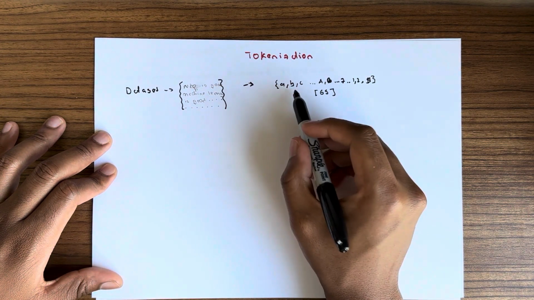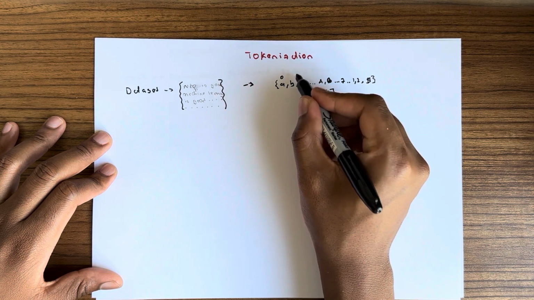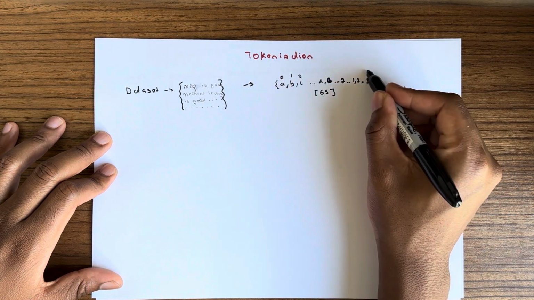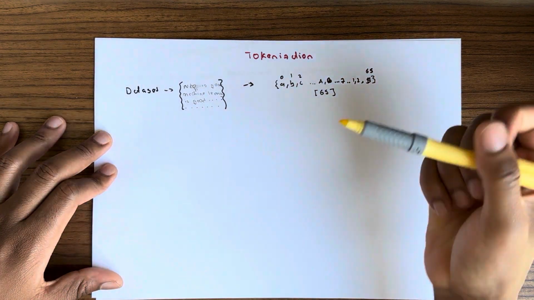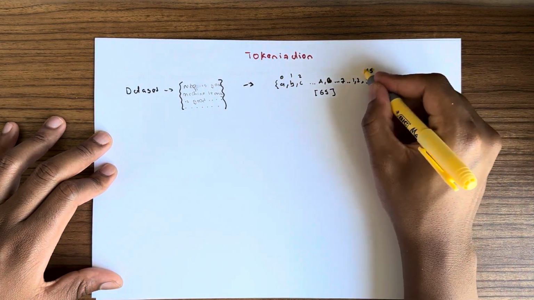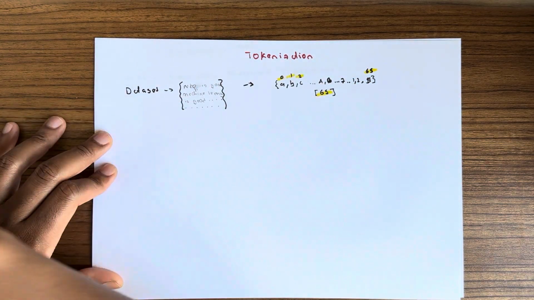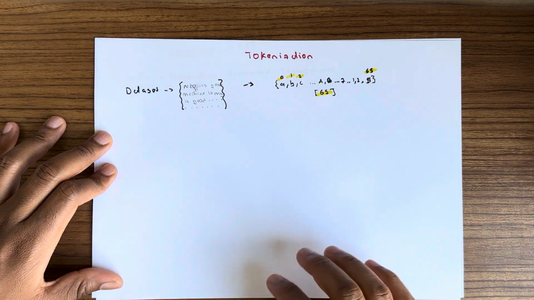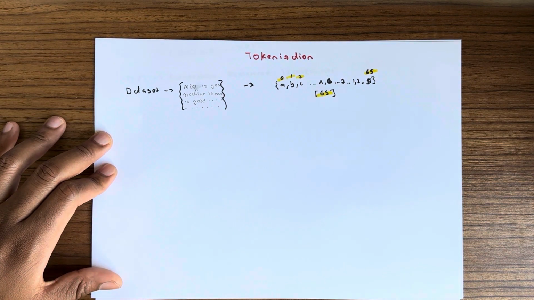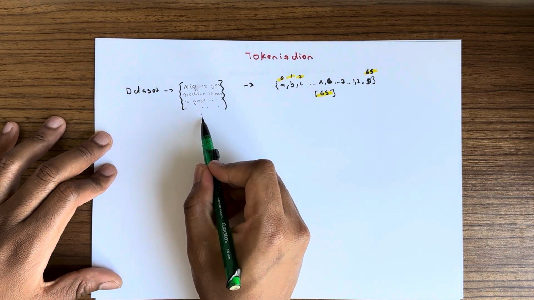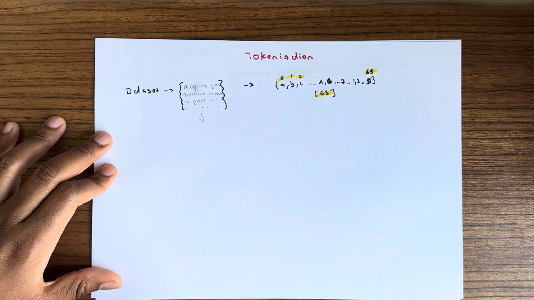Each of these characters is going to have an index. So this is index 0, 1, 2, all the way to 65. This index is very important for the subsequent layers, for the embedding layer, which we'll be seeing later on. Then we will be converting this data set to a numerical form.